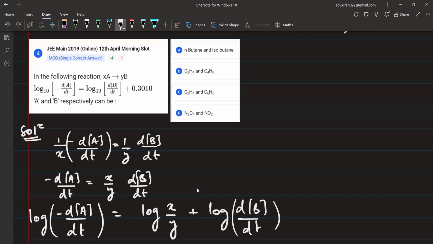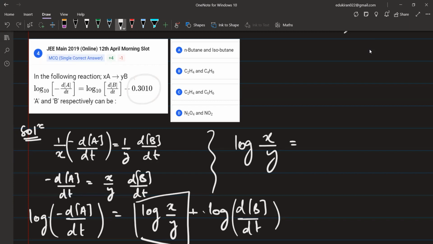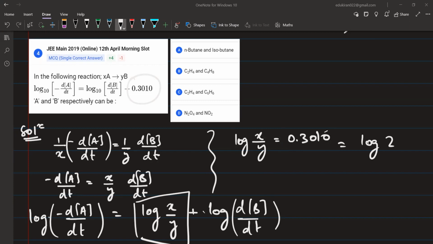Now you compare from this equation: log dA upon dt plus log dB upon dt. Log x upon y will be equal to 0.3010. So you can compare this and write log x by y is equal to 0.3010. And what is 0.3010? It is equal to log of 2. Clear? Yes or no? Please tell me. So I can also write x upon y is equal to 2. x is equal to 2y. Clear?